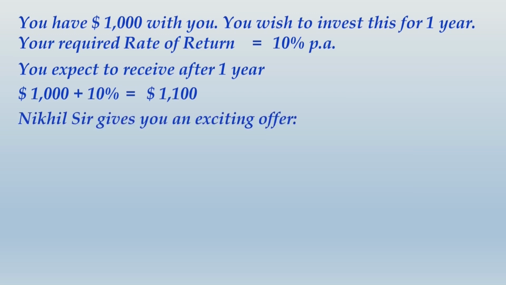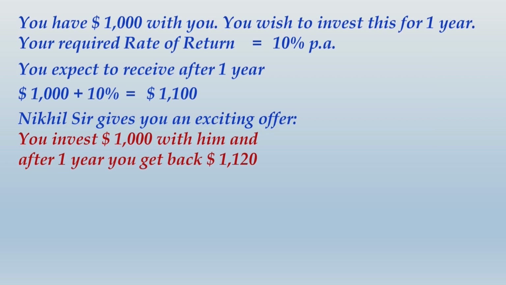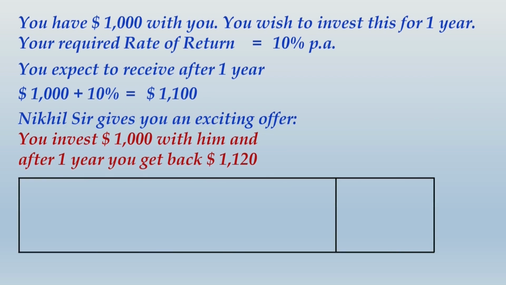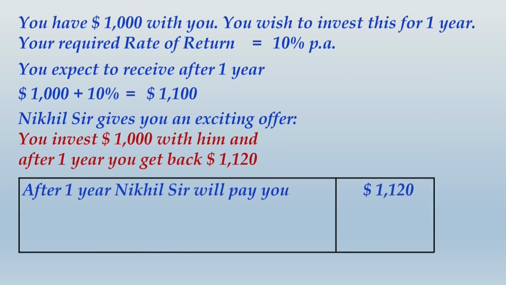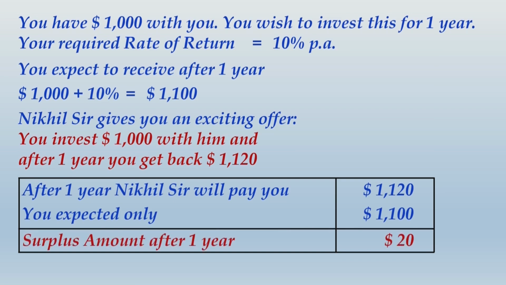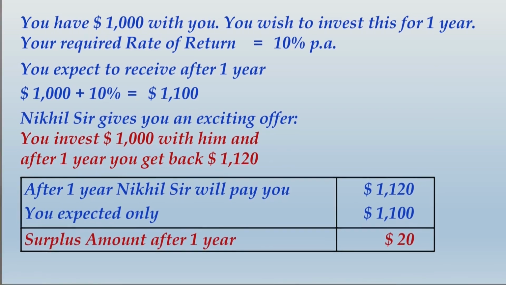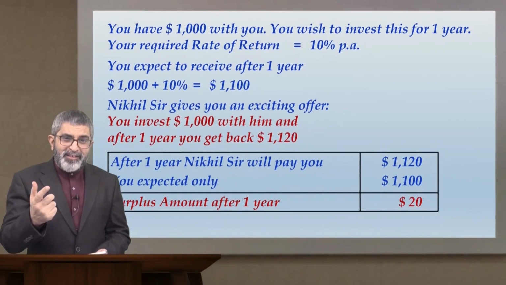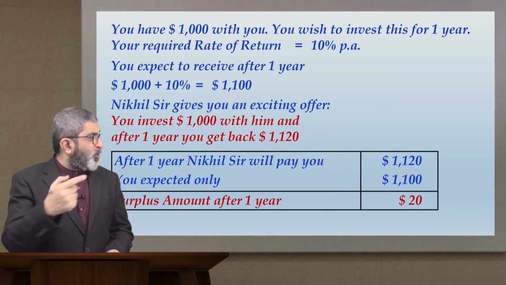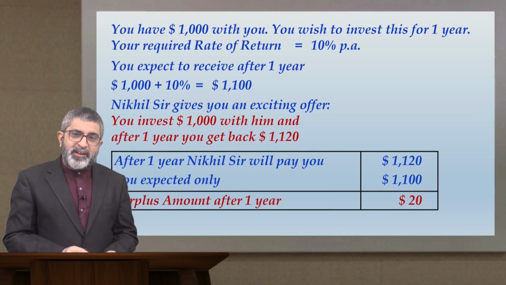Now Nikhil sir gives you an exciting offer. You invest $1,000 with him, and after 1 year you get back $1,120. So if you compare, after 1 year, Nikhil sir will pay you $1,120 and you expected only $1,100. So the surplus amount after 1 year will be $20. Let us try to determine the net present value of this investment proposal.